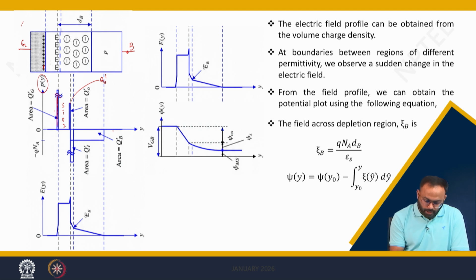So what can it be? It can be given by immobile ions, and this extension is dB, the extension of the depletion width. There is also a small thickness of inversion layer, which is also very, very high, and hence we need to show it by a discontinuity.